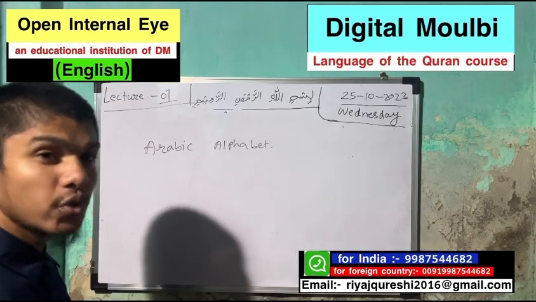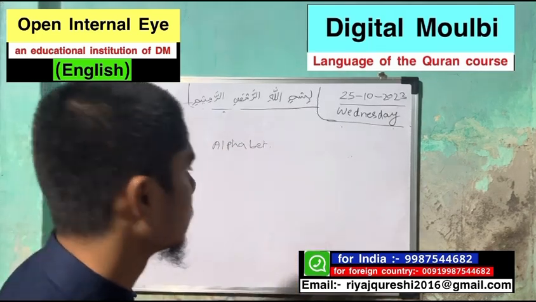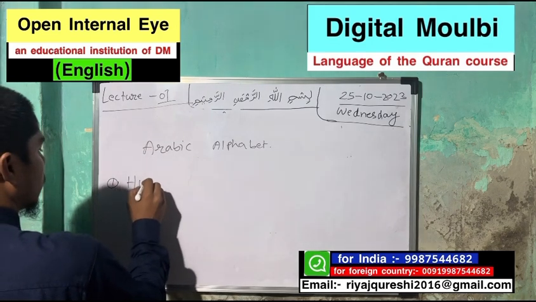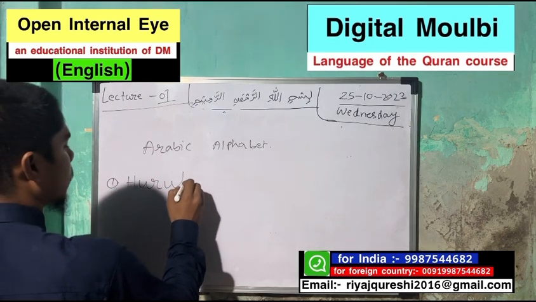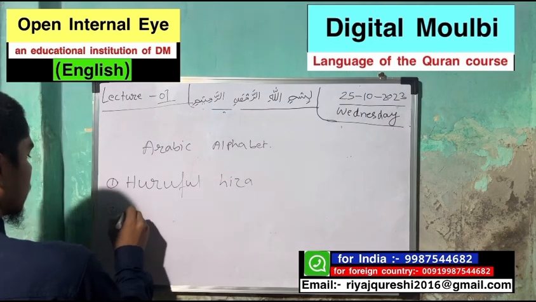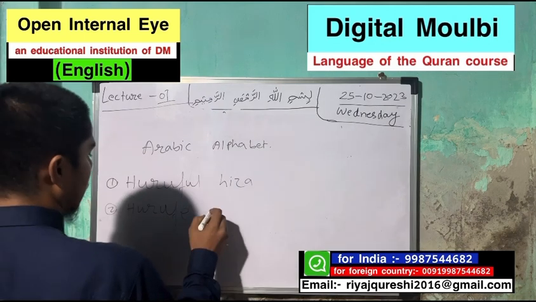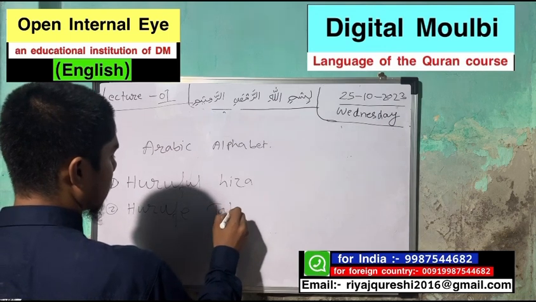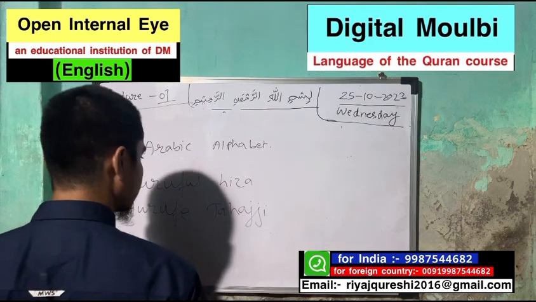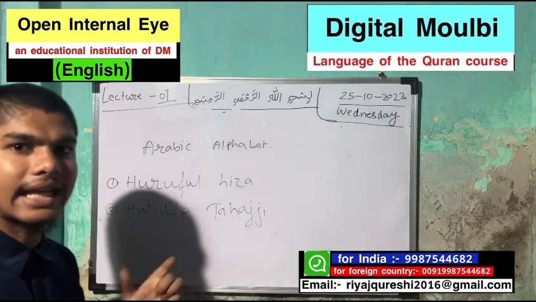So there are 2 names for the Arabic alphabet in Arabic language. Number 1 is Huruful Hija, and number 2 is Hurufe Tahajji. These are the 2 names for Arabic alphabet in Arabic language.